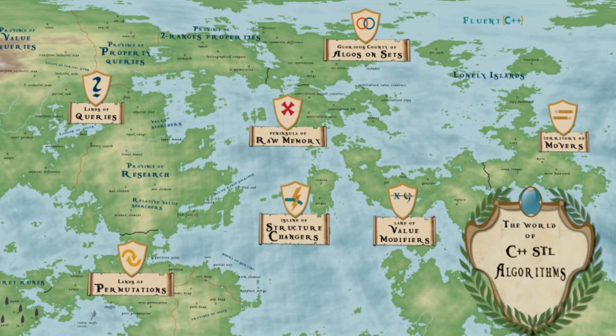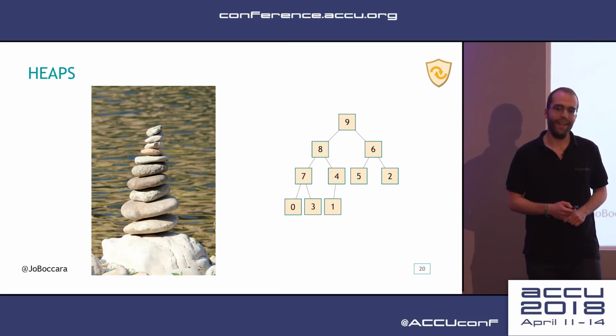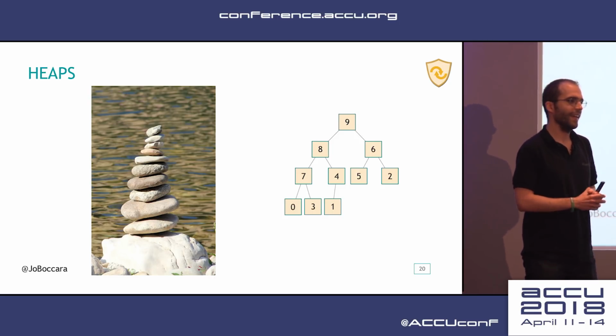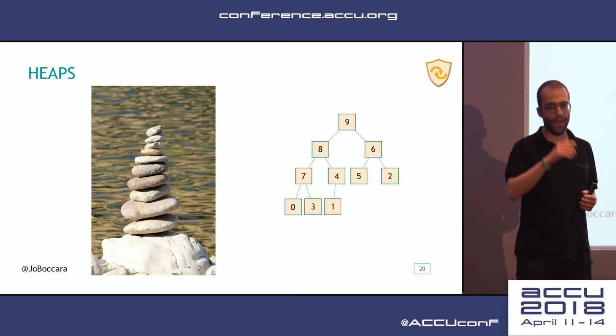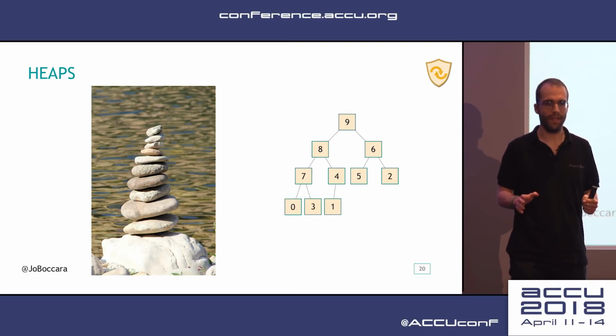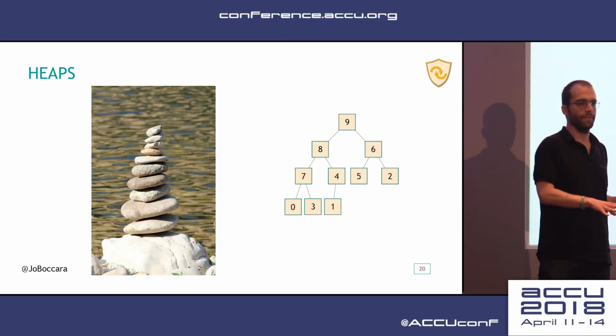I suggest that we begin our journey by exploring the other end of the world from for_each, which is the algorithms on heaps. So algorithms on heaps work on heaps. So what is a heap to begin with? A heap is a data structure that can be represented in the form of a tree where there's a property, called the heap property, where every node is smaller than its children.